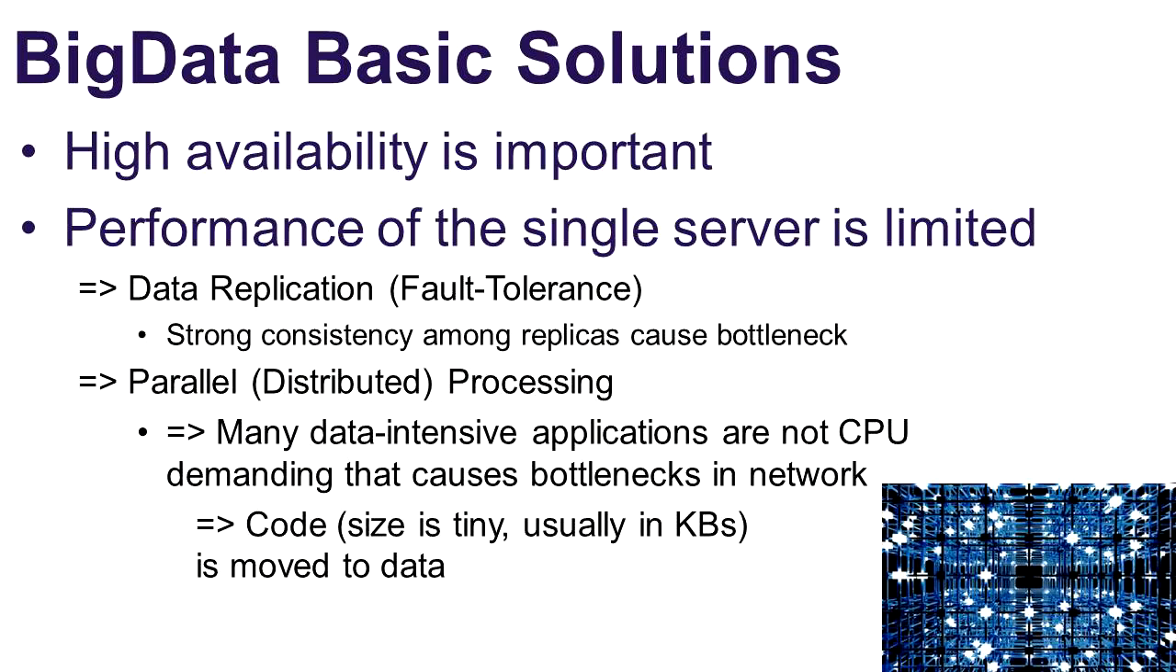As a basic solution, what we could do is data replication. Because the data is replicated across multiple servers, it provides fault tolerance. But it's worth noting that strong consistency among replicas causes bottlenecks. We could also enable parallel processing or distributed processing, design lightweight processes that are not too CPU demanding. So yeah, we have discussed distributed systems, but distributed databases come with a whole set of problems as well.